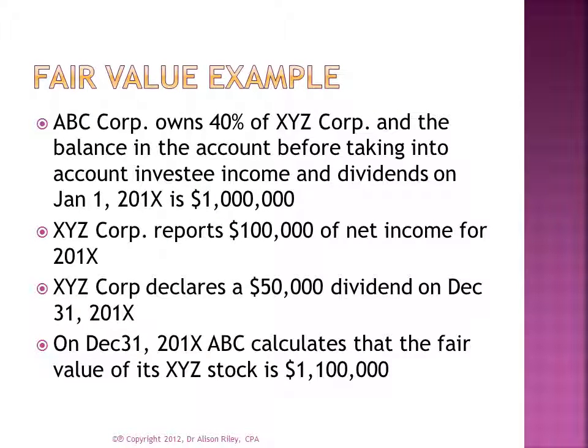Assume that ABC Corp owns 40% of XYZ Corp, and the balance in the investment account before taking into account investee income and dividends for 21X is $1 million. Assume XYZ Corp reports $100,000 of net income for 21X and declares a $50,000 dividend on December 31st, 21X. On December 31st, 21X, ABC calculates the fair value of its XYZ stock is $1.1 million. The next slide shows how this is calculated.